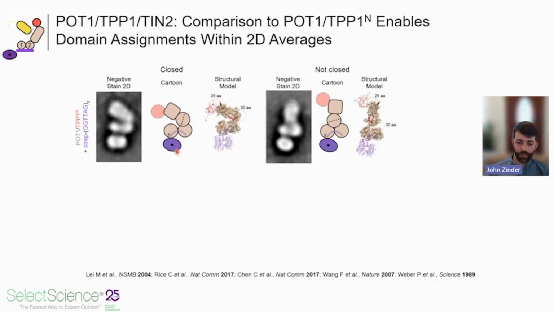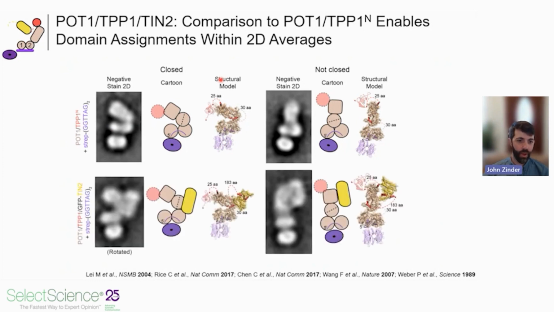And so I'm sort of cutting to the chase here again. Going back to the POT1-TPP1 complexes, these are the cartoon schematics and crystal structures that we used to interpret the 2D classes here. And we can see that there are related 2D classes from this complex further containing TIN2, where we have another oblong density associated with the complex that we interpret as the TIN2 TRFH domain. And so you can see this clearly resembles this class, but with this extra density. This class clearly resembles this class, but with an extra bit of density, and so on and so forth.